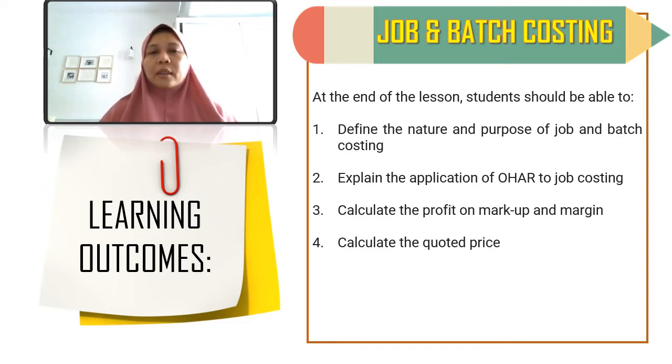So the learning outcomes for this topic are, at the end of the lesson, students should be able to define the nature and purpose of job and batch costing, explain the application of the overhead absorption rate to job costing, calculate the profit on markup and margin, and the last learning outcome would be to calculate the quoted price of a product.